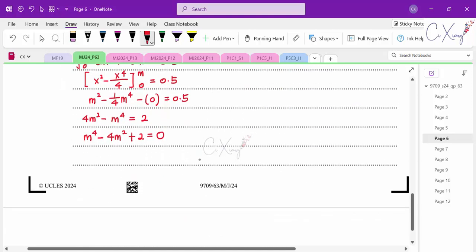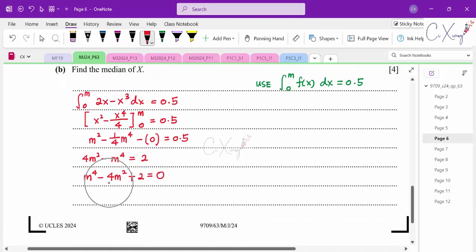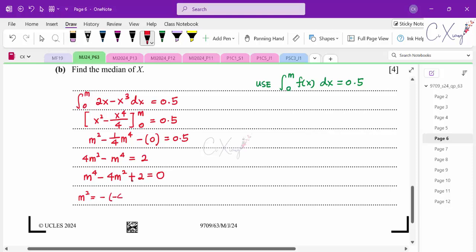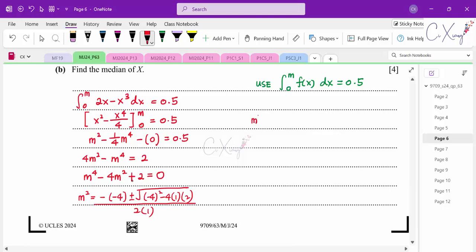So this is basically a quadratic form equation in terms of m. If you try to observe this, you can't factorize it. So what I want to do now is to solve for m squared, I need to use the quadratic formula, which is negative b plus minus square root of b squared minus 4ac, divided by 2a. From here, you'll get two values for m squared.